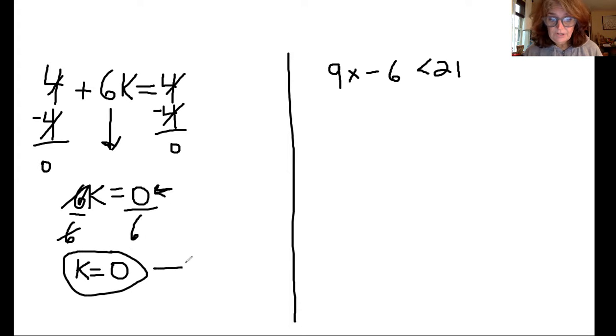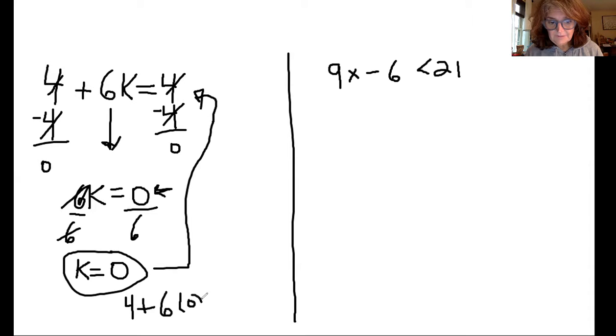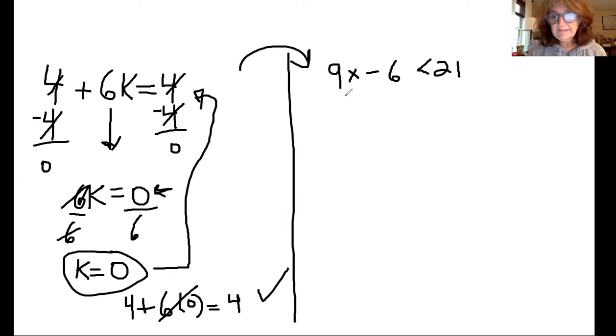Now let's check it. And we know how to check it. We're going to substitute k into our original equation, which is going to say 4 plus 6 times 0, because we know k is now 0, equals 4. Okay, this becomes 0. Anything times 0 is 0, and we get 4 plus 0 equals 4. That checks out. So here is our answer to our first equation, but now let's go over to our inequality, and let's take a look at that.